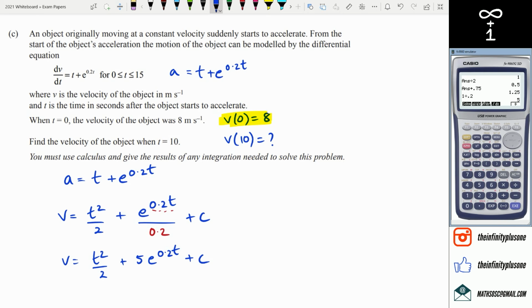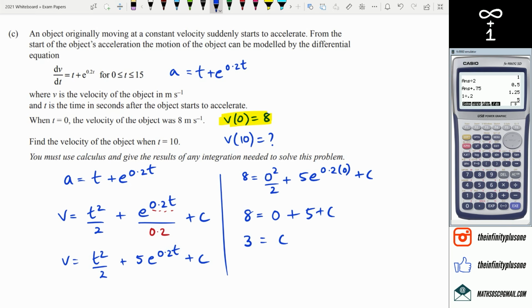Where were we? So we've got v of 0 is equal to 8, and we're going to try and figure out what c is. So we're going to say 8 is equal to 0 squared over 2 plus 5 times e to the power of 0.2 times 0 plus c. So we get 8 is equal to 0 plus, e to the power of 0 is 1, 5 plus c. So we can say that c is equal to 3.